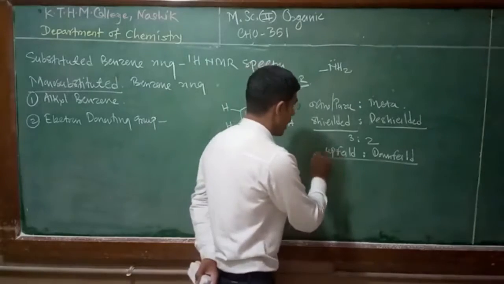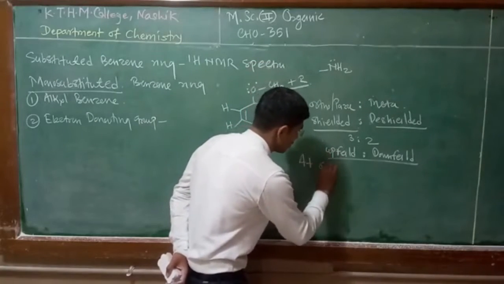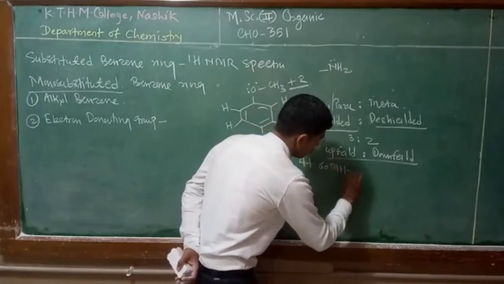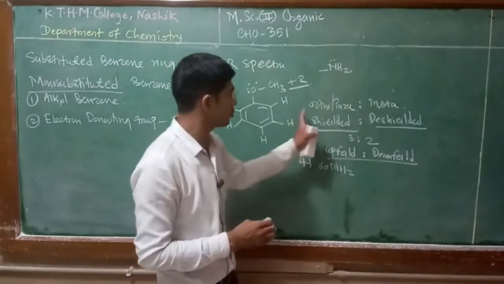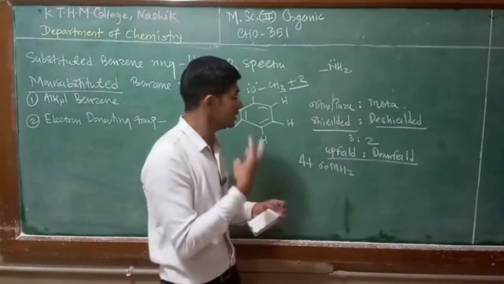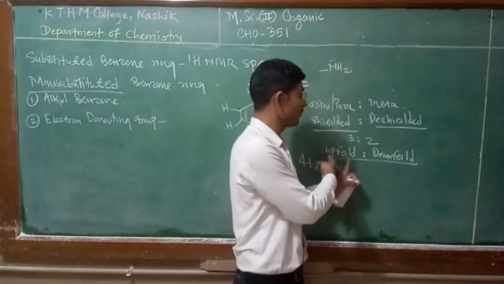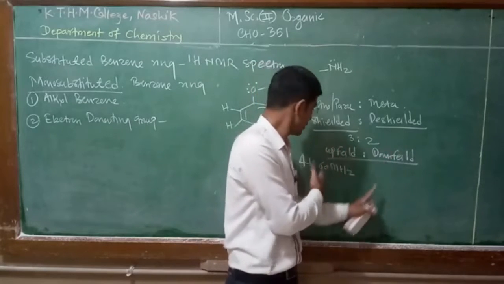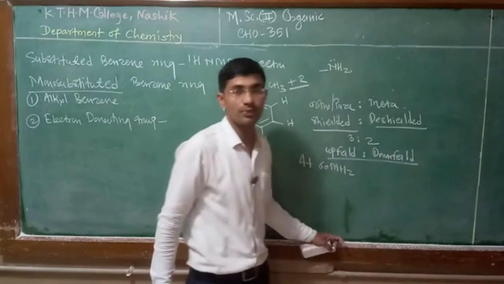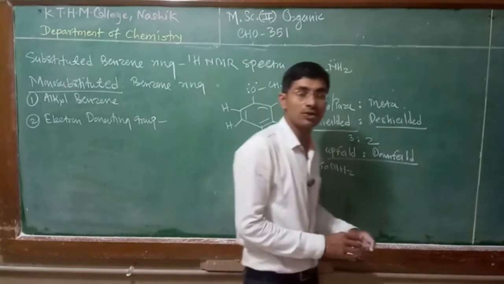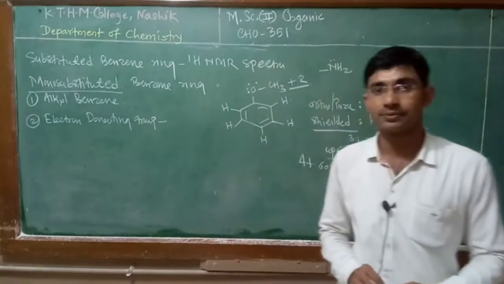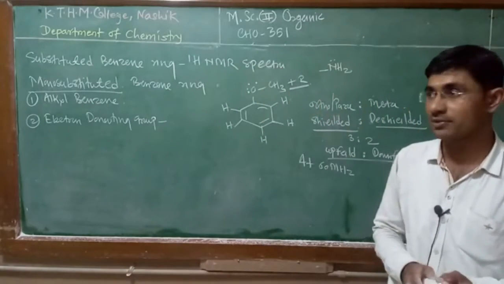So at 60 megahertz instrument you observe this signal also. Means you observe these protons completely separated from each other. Means we get the three protons upfield and two protons downfield at 60 megahertz instrument. So our spectrum is no doubt a second order spectrum, in which we observe some interaction between these protons.